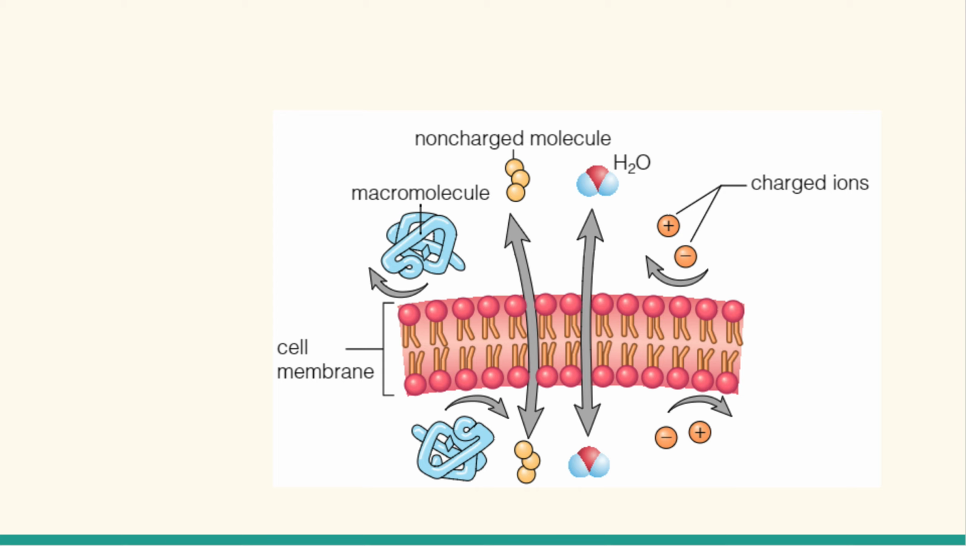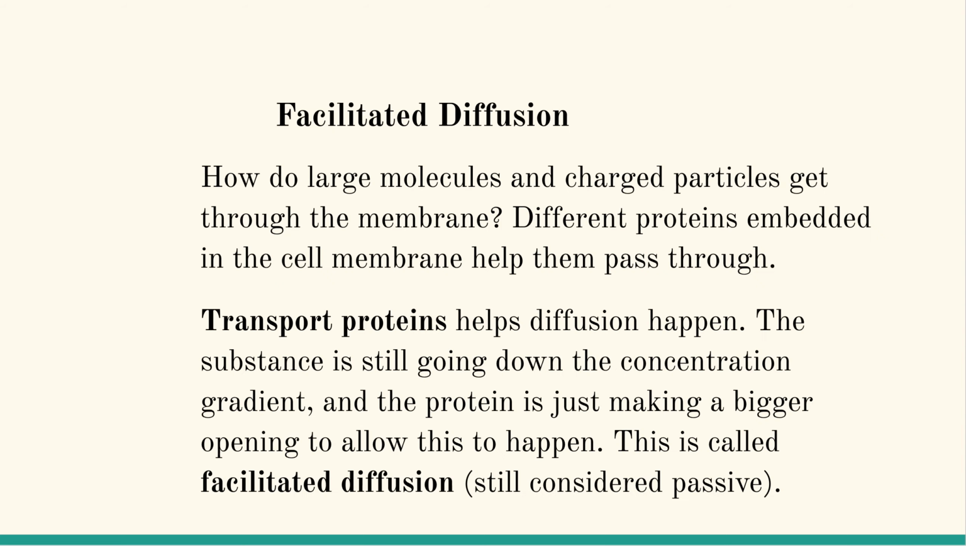But we need charged ions inside the cell, and we need those large macromolecules, which literally just means big molecule, in the cell as well. So what do we do? Well, what the cell does is it does something called facilitated diffusion. Facilitated diffusion uses transport proteins embedded in the cell membrane to help get these chemicals through.